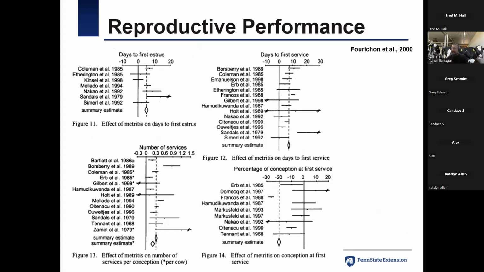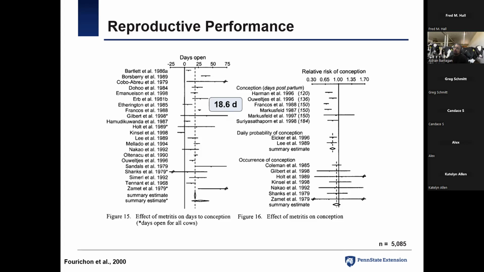With reproductive performance, there's a number of studies, and I don't want to spend much time here, but I have a few summaries. So for days to first estrus, about 5 days longer. Days to first service, about 7 days longer. About 0.33 more services, 20% less conception rate at first service. About almost 19 days more open, and a lower risk of conception or getting pregnant. So this is a meta-analysis that was performed, it's old but still fairly relevant, about the big effect that metritis has on reproductive performance.